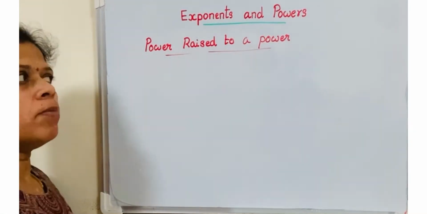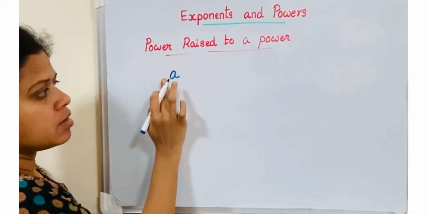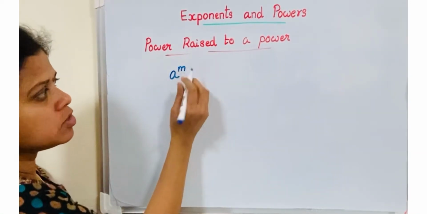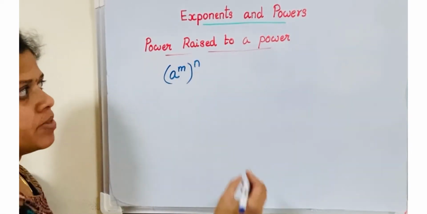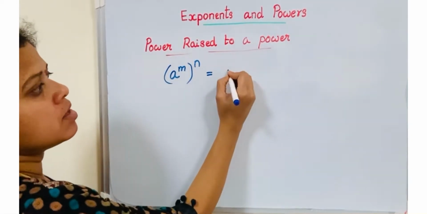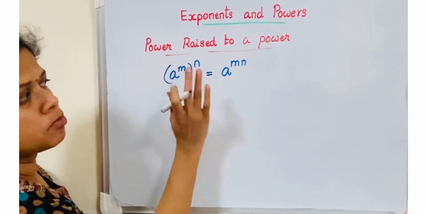Power raised to a power. If it is like this, the base a raised to the power m, and again it is raised to power n, then the result is a power mn. Just multiply these two powers.